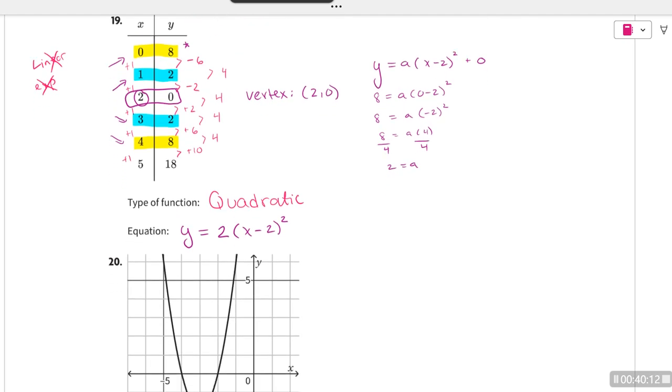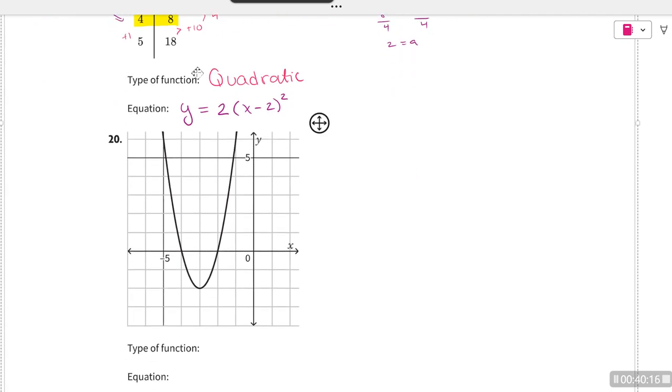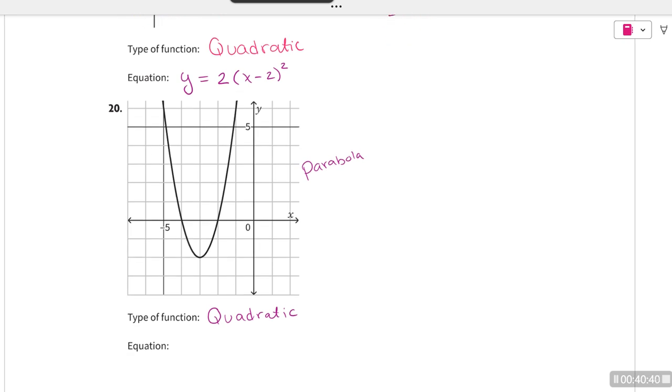Okay, let's go to problem 20. So, problem 20, this is a parabola, right? So we have a parabola. So we have a quadratic. And normally we would want to test to make sure this is a quadratic and not something of, let's say, degree 4 that looks very similar to a quadratic. But the directions did tell us we're looking for linear, quadratic, or exponential. So we can trust that this one is quadratic.